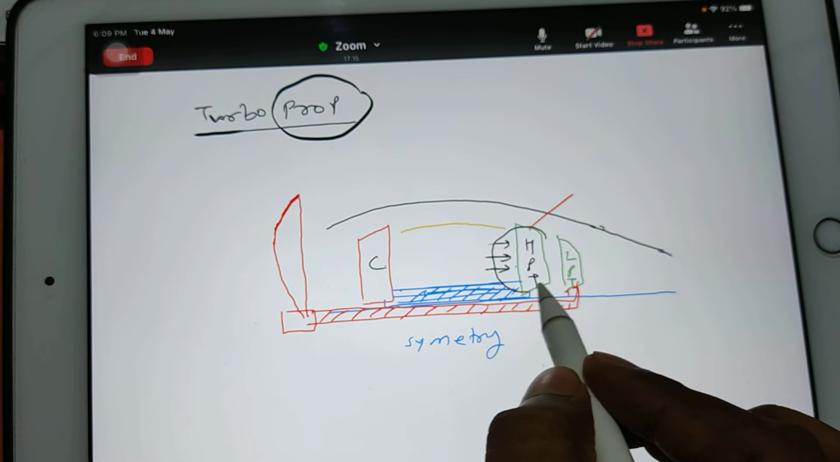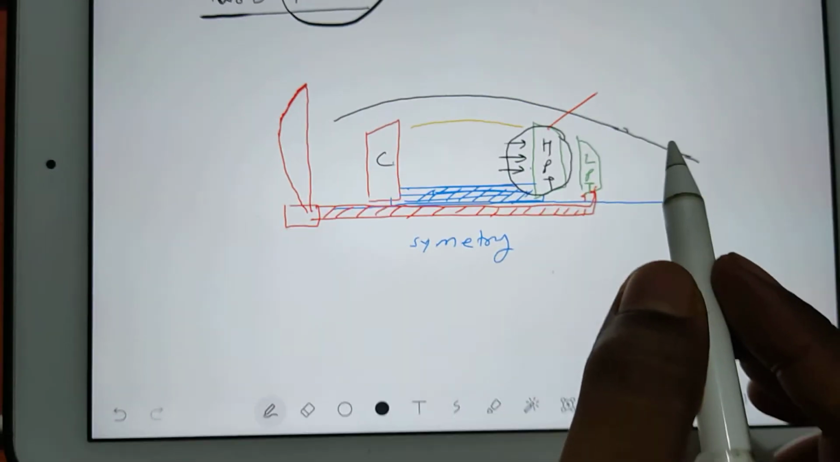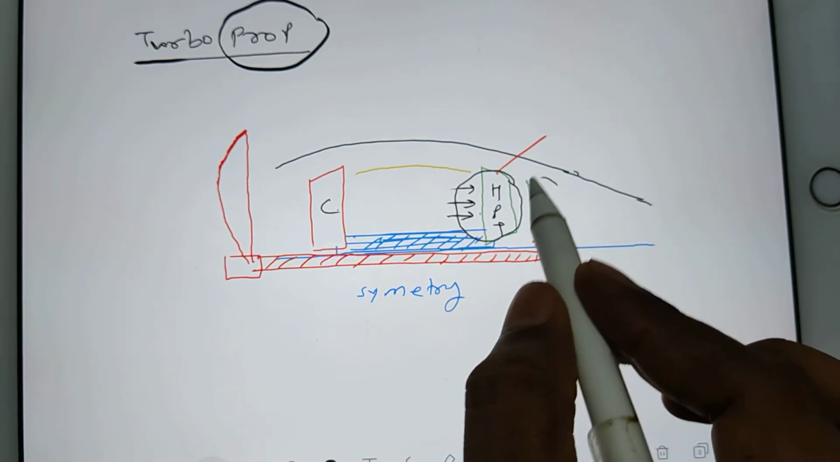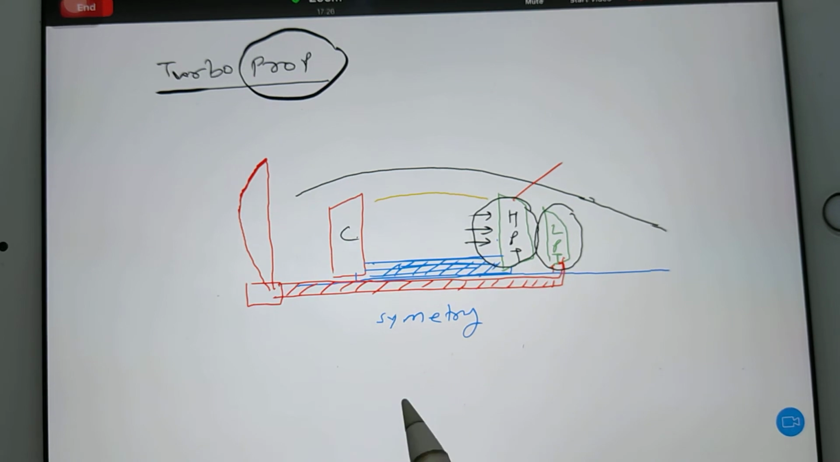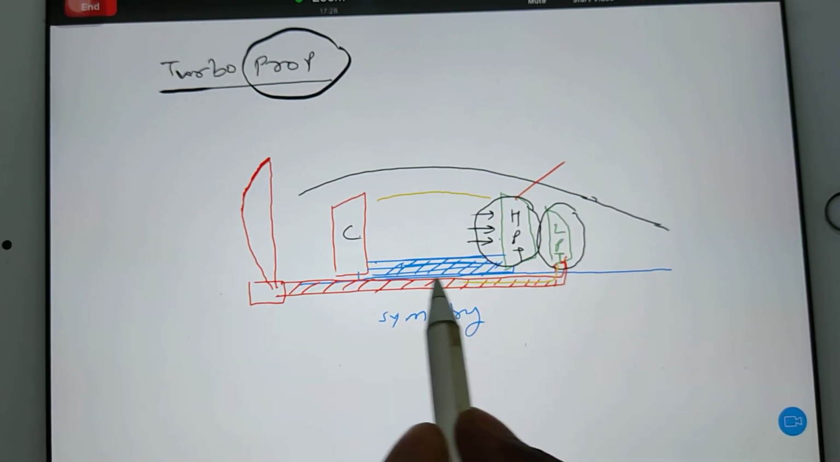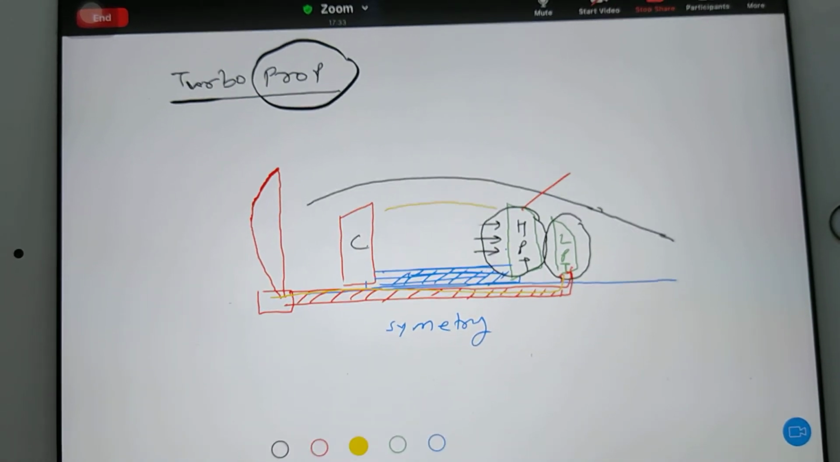After the first turbine, the gases will expand. I mean, the gases will lose some amount of pressure. So the low pressure turbine will deal with gases that will have low pressures. That's why it is the low pressure turbine. So the low pressure turbine we are connecting with the propeller. Now the propeller is outside.